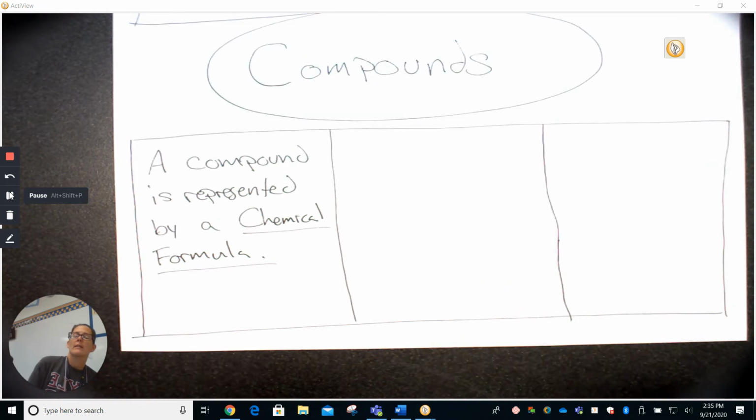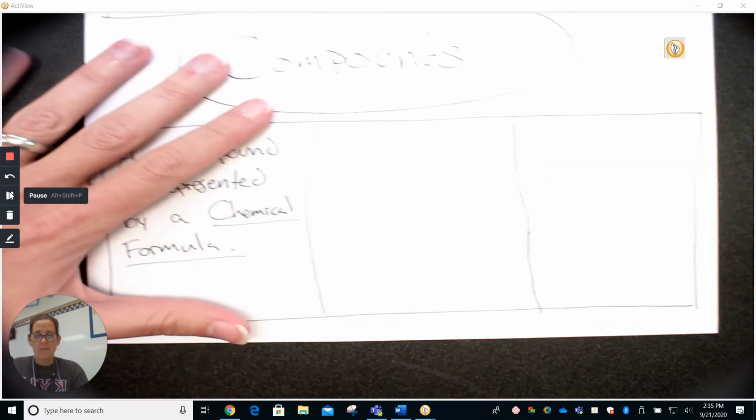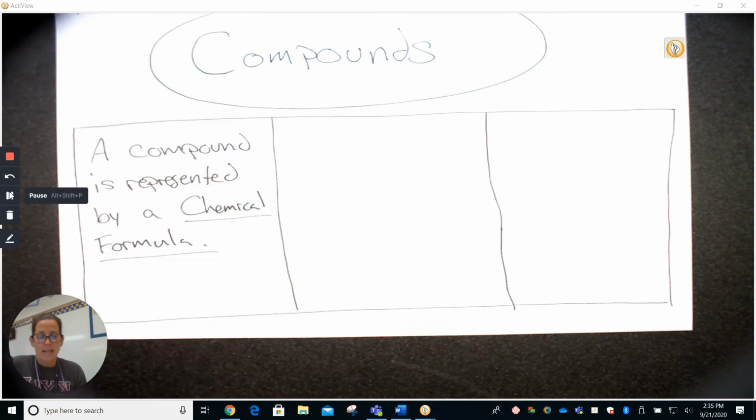So chemical formula is also one of your vocabulary words. Feel free to go check that out and see exactly what that definition says. Okay, so in this next box right here, we're going to say that each element in a chemical formula begins with a capital letter and the others are lowercase letters.